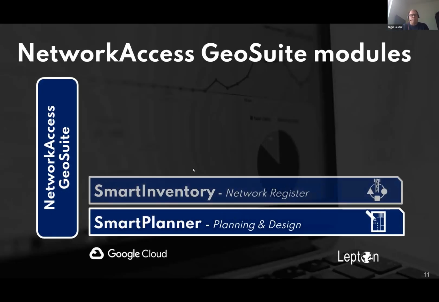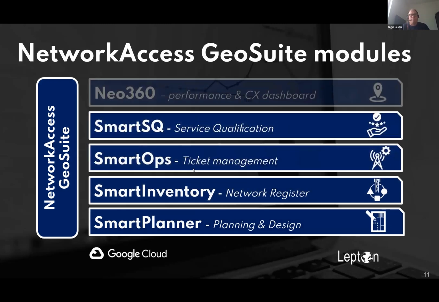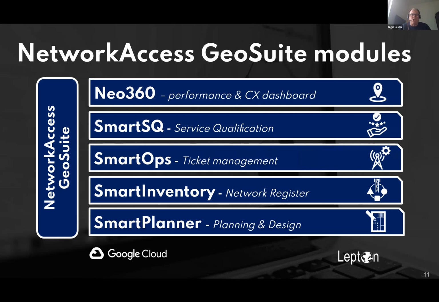So as I mentioned, we're talking today about our NetworkAccess platform. It's a number of different solutions inside the GIS suite. As I mentioned, at that stage of planning, there's a Smart Planner platform that helps with automated design. So if you're rolling out into greenfield or brownfield locations where you're connecting potentially hundreds of new multi-dwelling units in a particular subdivision, for example, you can automate that design with Smart Planner. Smart Inventory is that network register, that end-to-end complete view of all of your network assets. And this is what we're going to talk to specifically today.